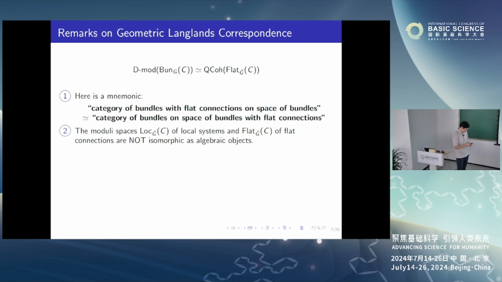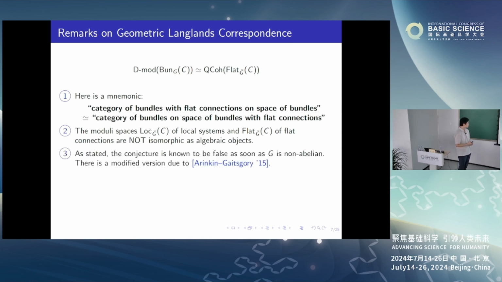So that's that. And another thing I want to say is that I stated this as a meta conjecture as opposed to conjecture, and that is because the conjecture is known to be false as soon as just this is non-abelian. And there is a corrected version by Arrington and Gaiswood. And it is basically being proved like last year and this year. So I think you may have heard the talk last week, and you may be hearing another talk tomorrow about the proof.